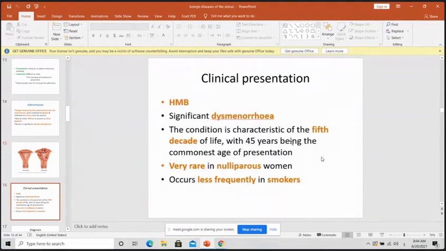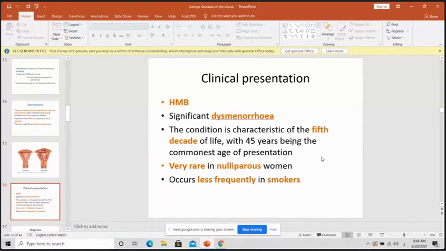What about the presentation here? What will be the chief complaint for the woman, or what will be the symptoms in a woman with adenomyosis? Of course, a menstrual symptom is the main presenting complaint in the form of heavy menstrual bleeding, that is to say menorrhagia. At the same time, she may suffer from significant dysmenorrhea, meaning there will be pain during the menses, secondary dysmenorrhea.